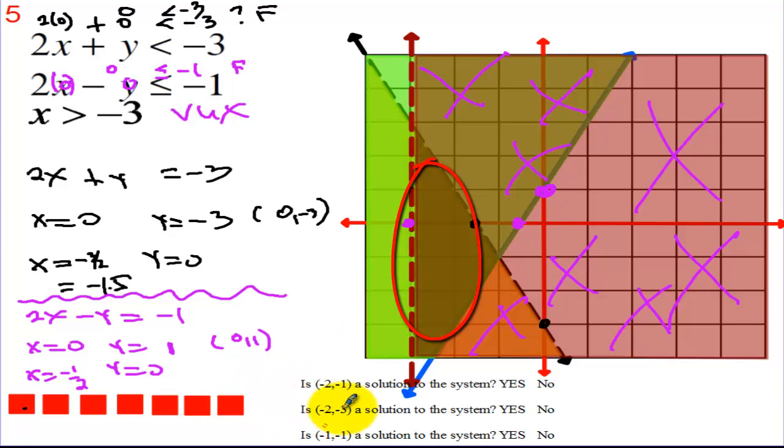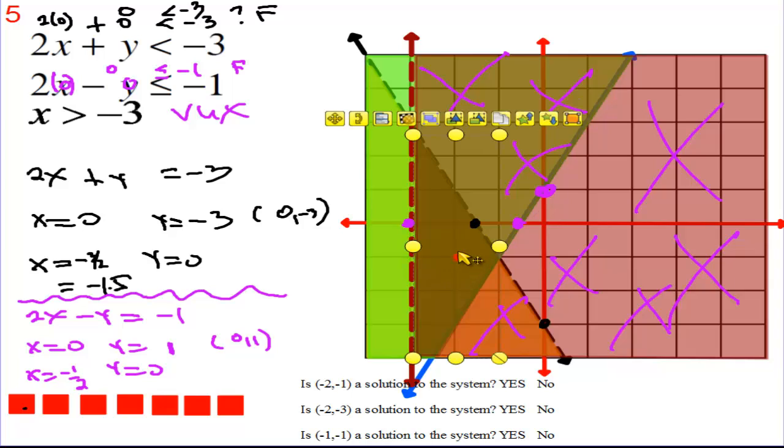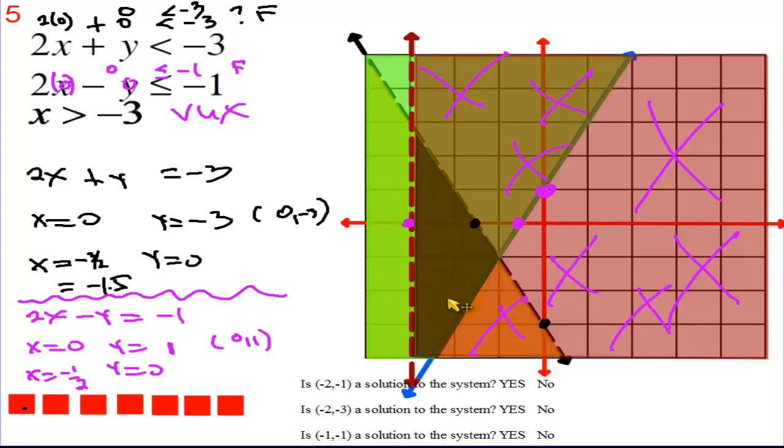Okay. So let me make this a little bit darker. Alright, so this will be our solution to this system of inequalities. Now let's answer the following questions. Is (negative 2, negative 1) a solution to the system? So negative 2, 1, 2, and negative 1. Okay, this is a solution.